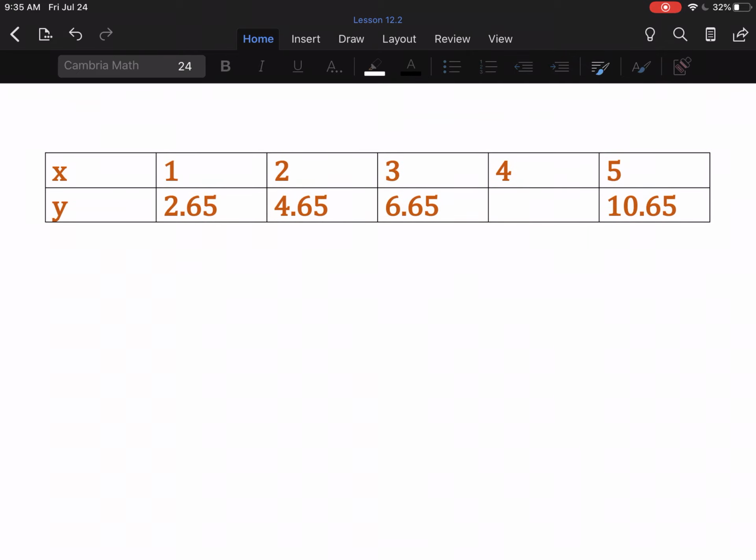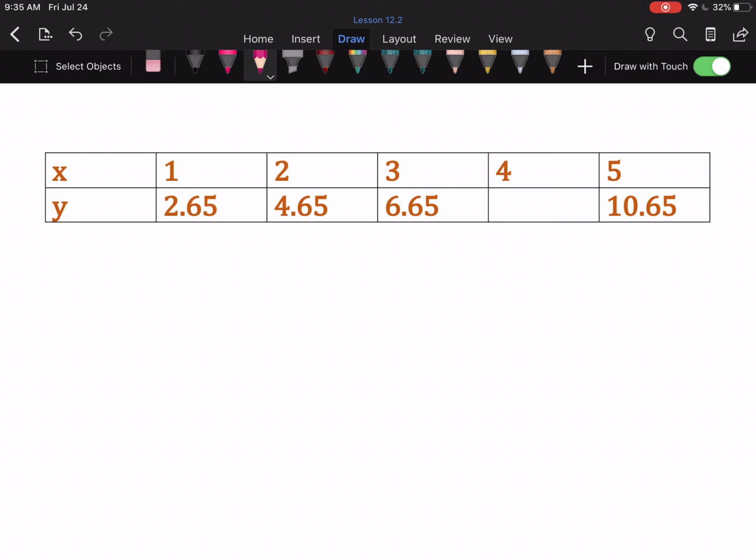And one more. So y equals. The question is, how are these changing? So how can 1 become 2.65? Well, we could be adding 1.65. Does that work for 2? What's 2 plus 1.65? Well, 2 plus 1 is 3. Bring the 0.65 along, so it's 3.65. I need it to be 4.65. So that's not right.